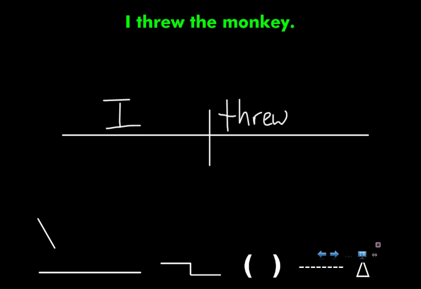Okay, "I threw." Active verb. The monkey is what's receiving the action. It's what's being thrown. I drove the car. The car is the direct object. It's what's being driven. I threw the monkey. It's receiving the action of being thrown. Now the placement of a direct object, since it is a noun, it must find itself on a horizontal line.